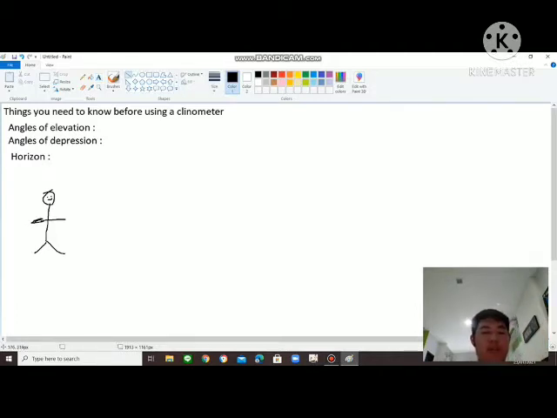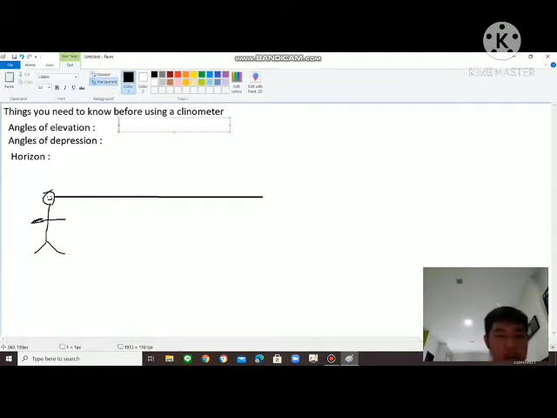Or it's basically just a horizontal line, but in this case, it's your line of sight when you're looking forward. So let's say this is you, and you're looking forward. There is no tilting your head up or down, and this thing is your horizon. Now, what do we do with the horizon? What does this have to do with angles of elevation and depression?